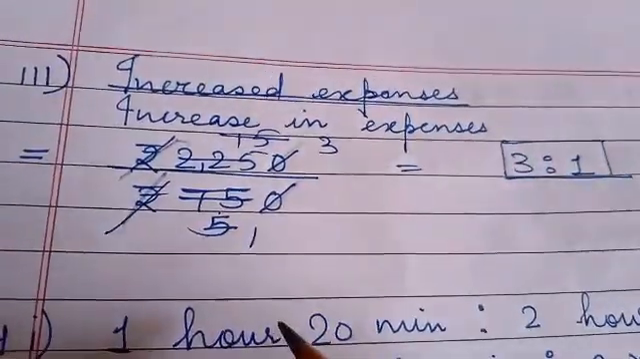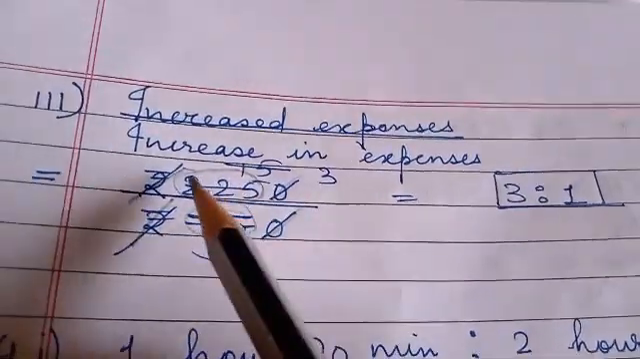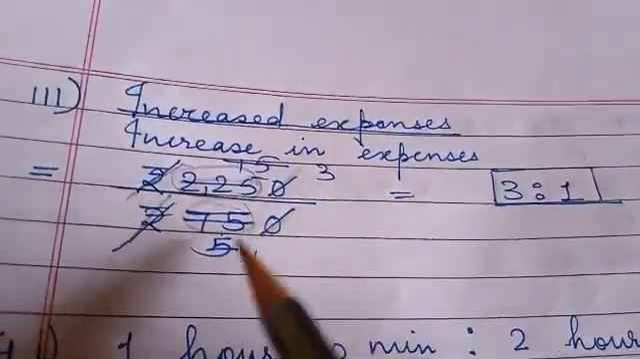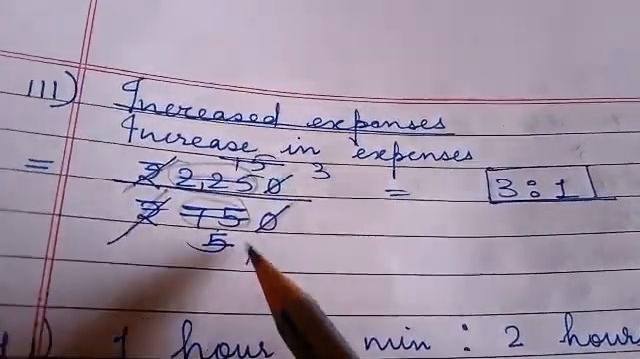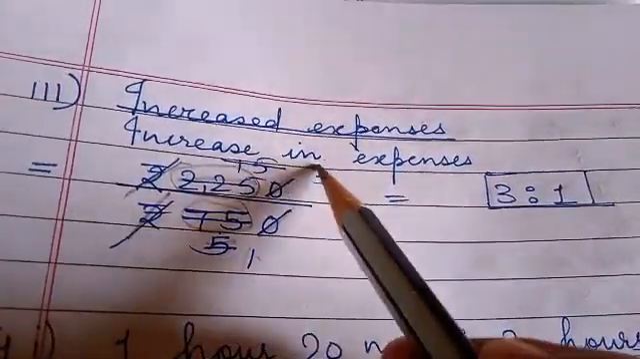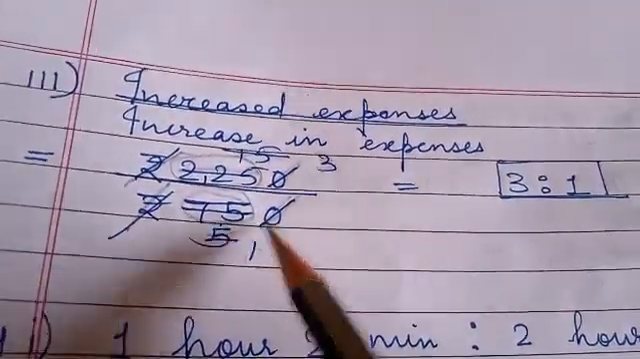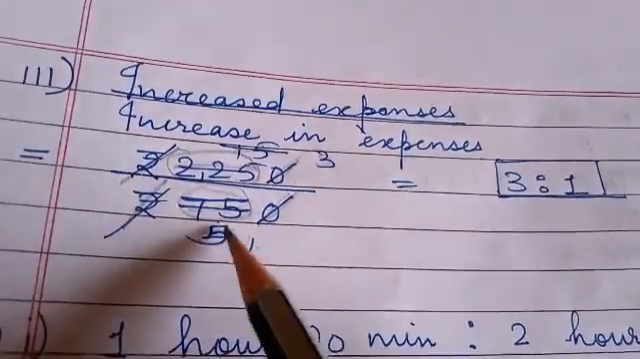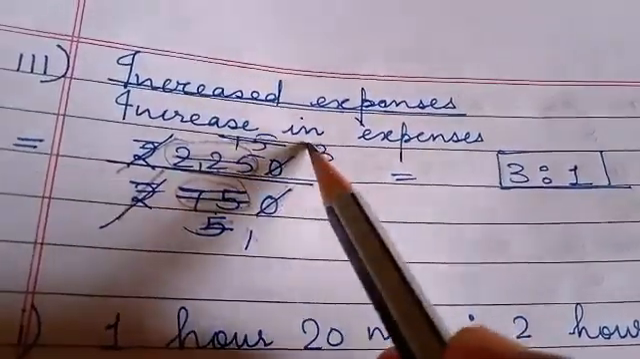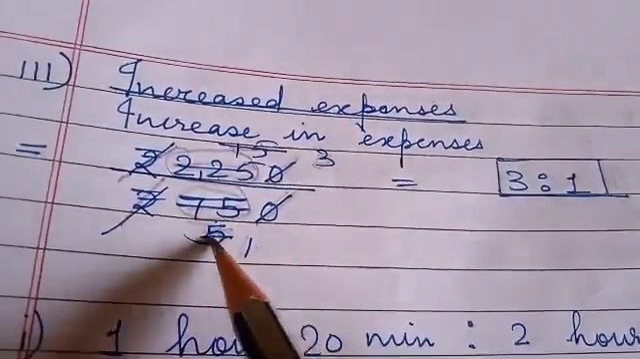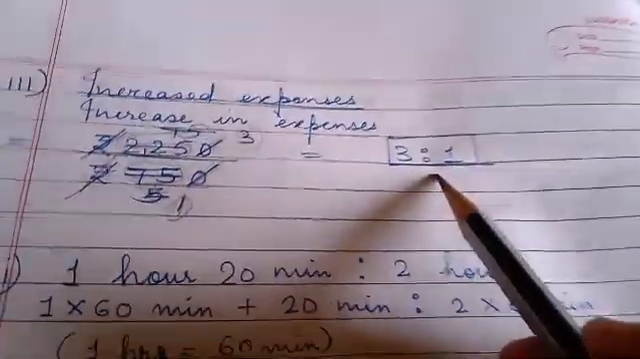Again we have to use the 15 table: 225 and 75. 15 15s are 225, 15 5s are 75. Okay, check once again. 0 with 0 gets cancelled. 15 5s are 75, 15 15s are 225. 5 3s are 15 and 5 1s are 5. So final is 3 and 1. So 3 is to 1.